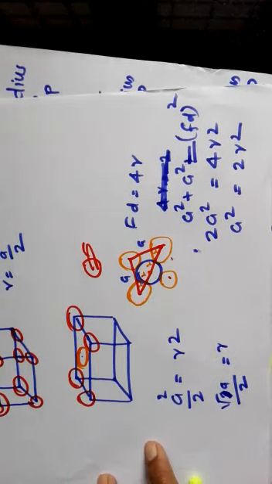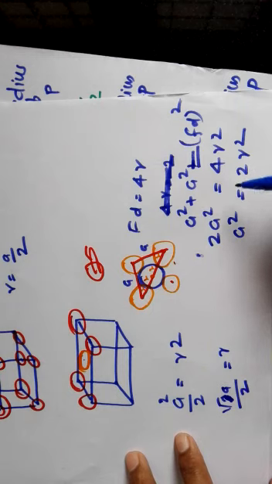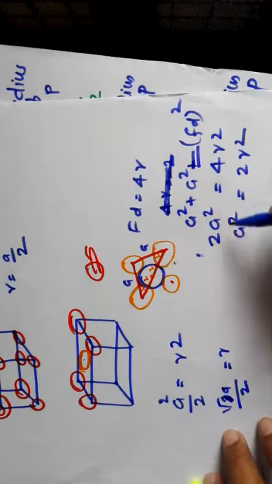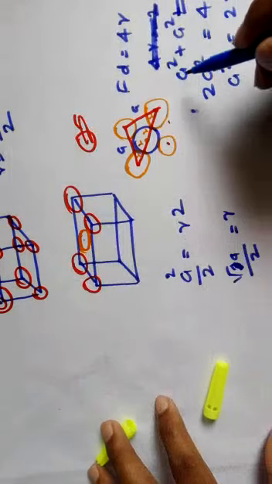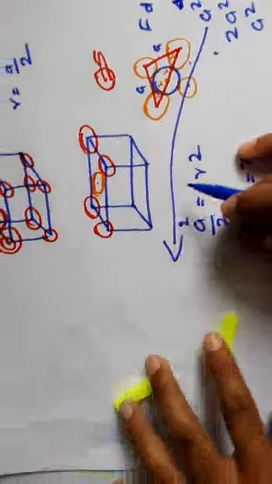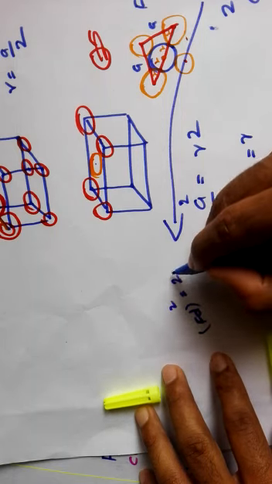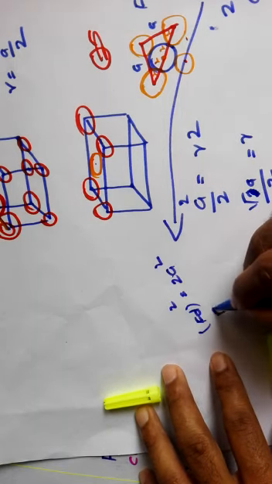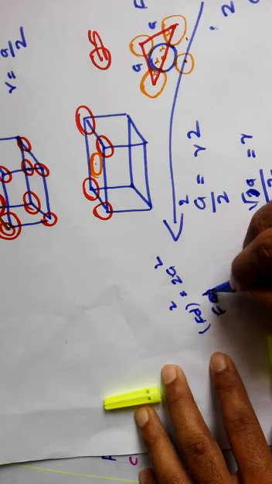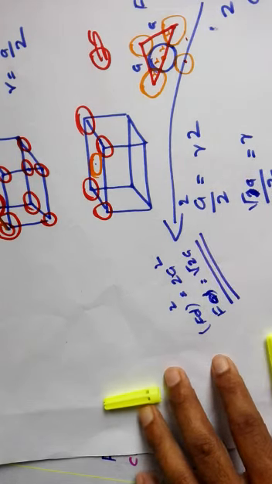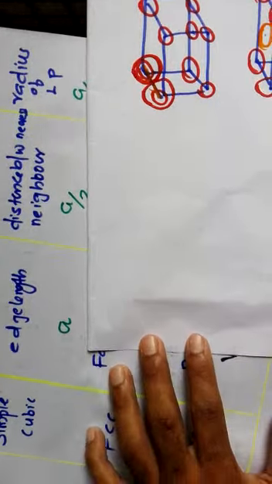This way you are getting this. Now another relation: face diagonal square is equal to 2a square. Therefore the face diagonal is equal to root 2a. These are the relations we are developing. Now we can go to body diagonals. BCC. Look at the BCC unit cell.